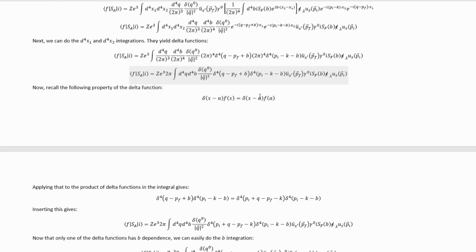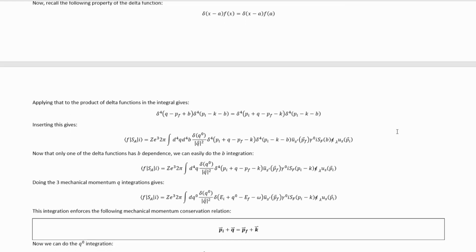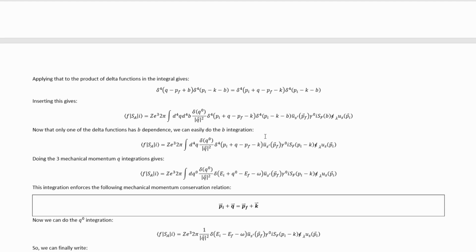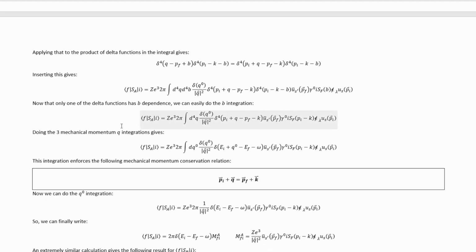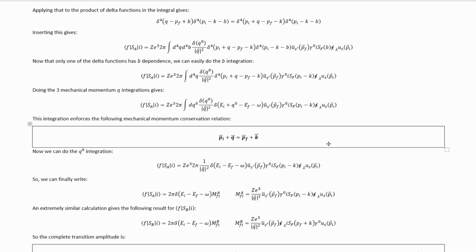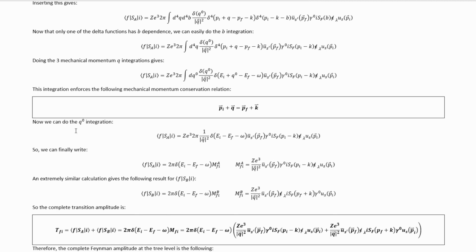Now we can use this delta function identity to rewrite those products of delta functions like this, which gets us to this. Now that only one delta function depends on b, we can do the b integration to arrive at this result here. Then we can do the 3 mechanical momentum q integrations, leaving us with this and this momentum conservation relation. Now remember this, and remember that q integration there, because that'll be important later on when I discuss momentum and energy conservation in a little bit more detail in this problem. Now we can do the q0 integration, which ultimately just leaves us with this.